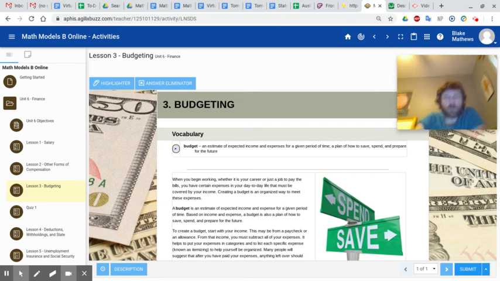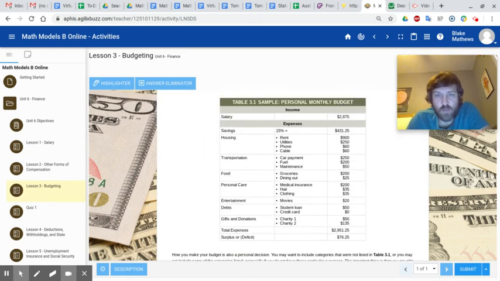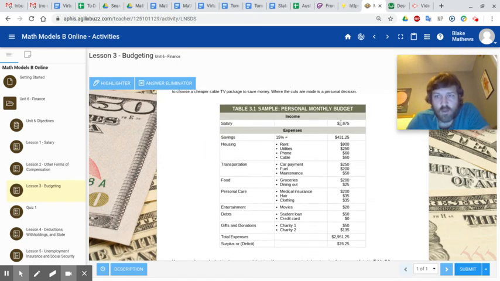All right, we're on to Math Models Unit 6, Lesson 3, Budgeting. This one's pretty straightforward. You're going to get these tables that have a list of income for someone, the amount of money they're making, and their expenses, including savings. And there's just going to be a list like this.